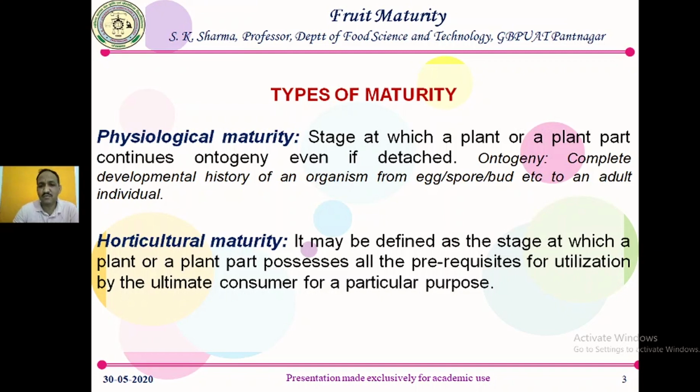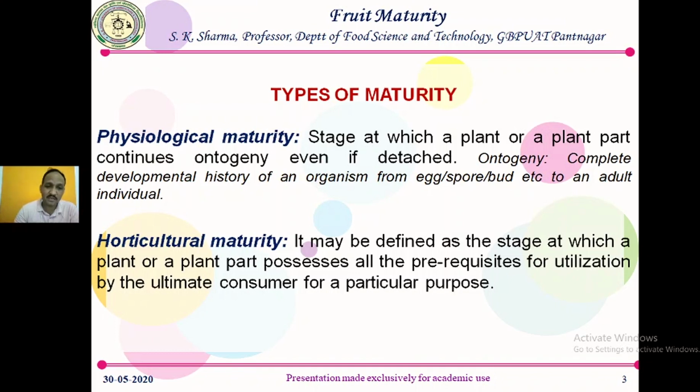It does not have to do anything with the physiological stage. Whether it completes ontogeny or not, whether it is in a position to produce the whole individual or not, doesn't matter whatsoever. But what matters is how the consumer is going to consume, how he is going to use it for a particular purpose. Does the commodity possess all those things in it? So that is what horticultural maturity talks about. Physiological maturity talks about physiology. Horticultural maturity talks about fulfilling the requirements of a consumer.